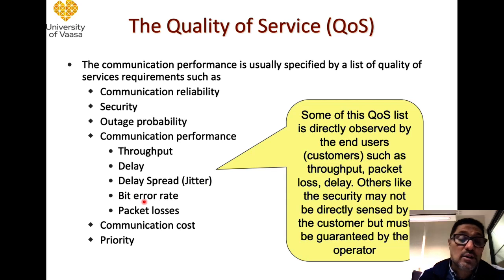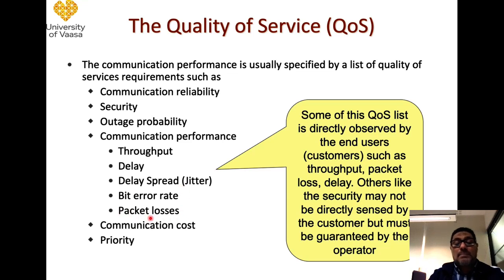Bit error rate is also important. A large bit error rate means that we have a larger probability that the packet will not be decoded correctly. Of course, we always use channel coding, as we mentioned before. In channel coding, we can increase the number of bits for correcting the errors if we have errors inside the packet. So the bit error rate is one important part of the quality of service in communication performance.